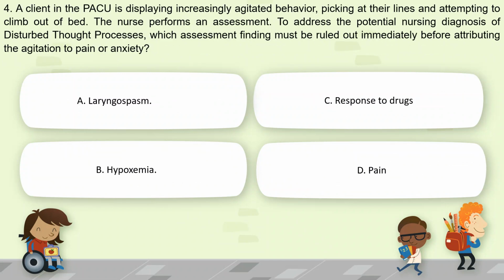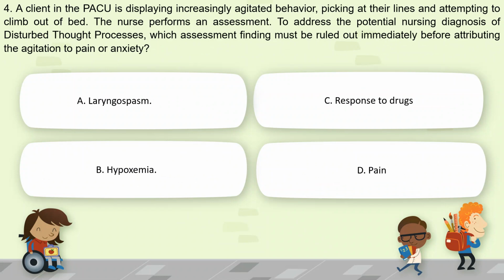Four, a client in the PACU who is displaying increasingly agitated behavior, picking at their lines and attempting to climb out of bed. The nurse performs an assessment to address the potential nursing diagnosis of disturbed thought processes. Which assessment finding must be ruled out immediately before attributing the agitation to pain or anxiety? A. Laryngospasm, B. Hypoxemia, C. Response to drugs, or D.